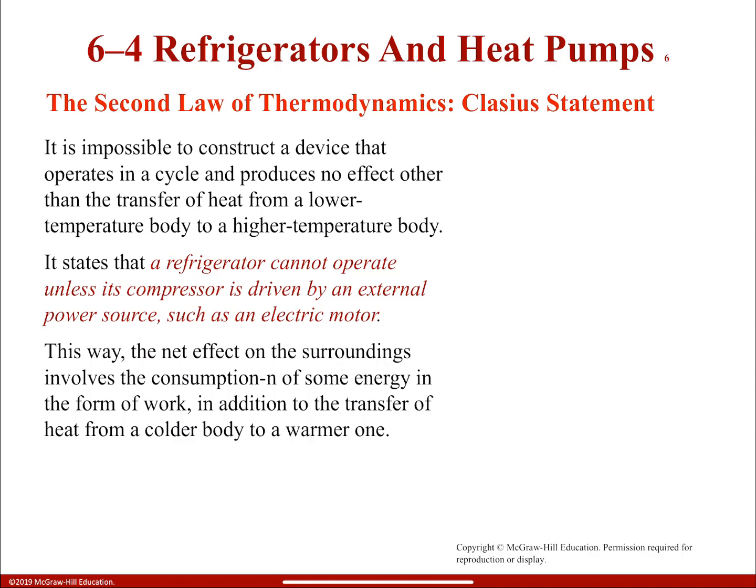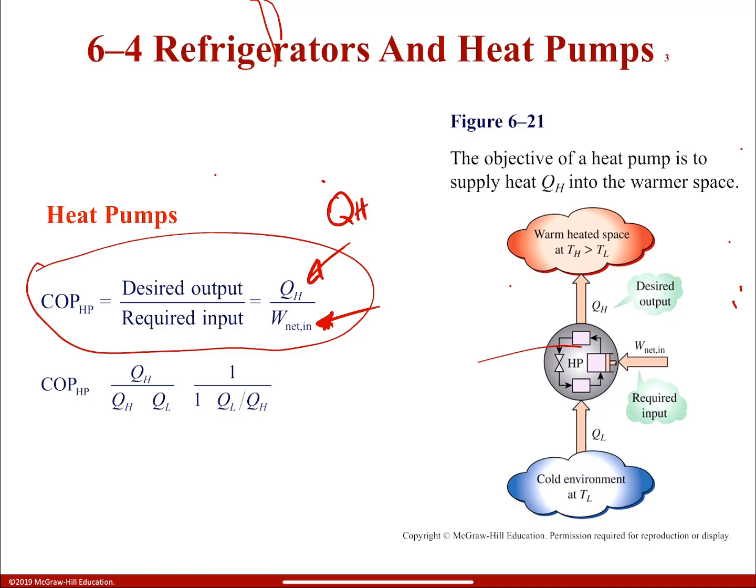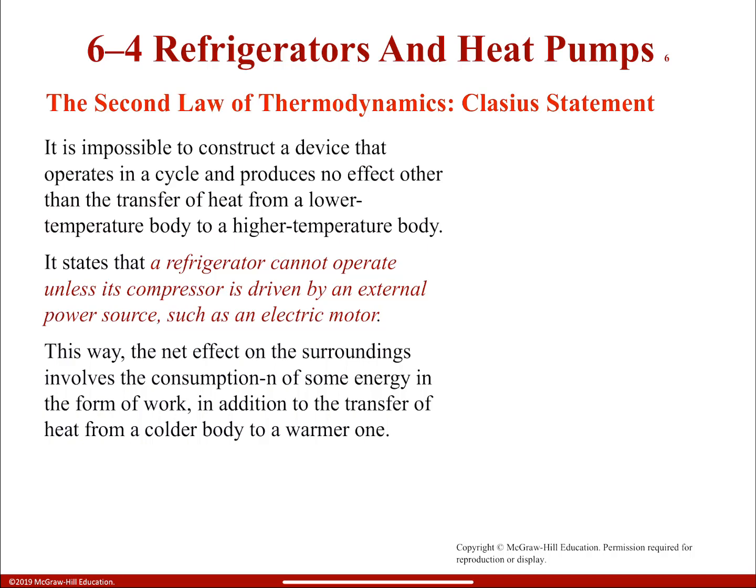Okay? I know that thermodynamic definitions will not click at first, but once we read it again, it makes more sense, all right? So it is impossible to construct a device that operates in a cycle and produces no effect other than the transfer of heat from a lower temperature body to a higher temperature body. It states that a refrigerator cannot operate unless its compressor is driven by an external power source, such as an electric motor. So if we take a look at the previous picture that we were talking about, pretty much there's no way that the machine will work without some external source.